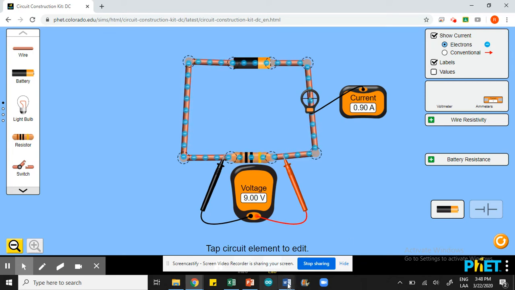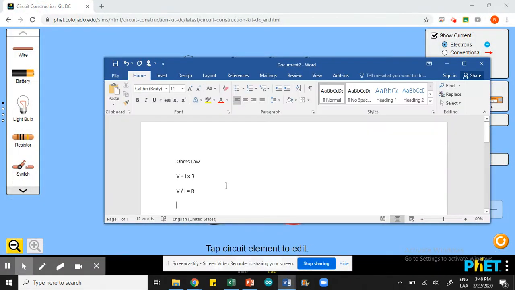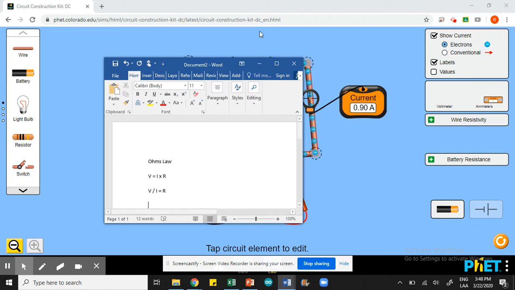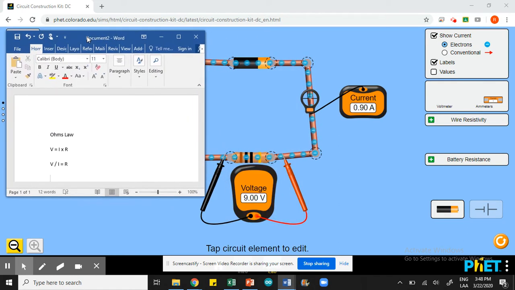So very quickly I'm just going to open up a blank Word document. Ohm's law allows me to work out the resistance of these circuits. So Ohm's law states that voltage equals current times resistance. We saw this in class. And so if I rearrange that, voltage divided by current gives me resistance. Well, 9 divided by 0.9 will give me whatever the resistance is. So in this case, 9 divided by 0.9, it's 10 ohms. Okay, so that's how I can find the resistance using this circuit here like this.